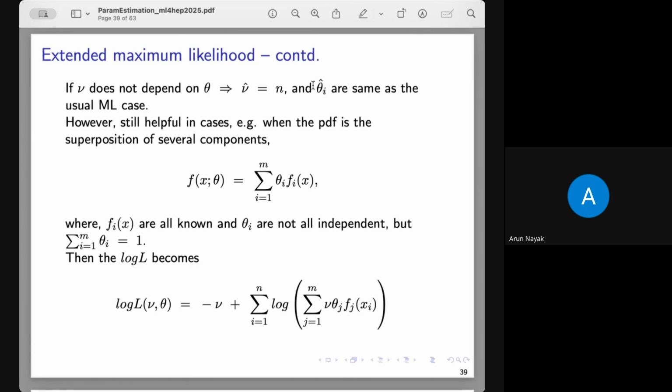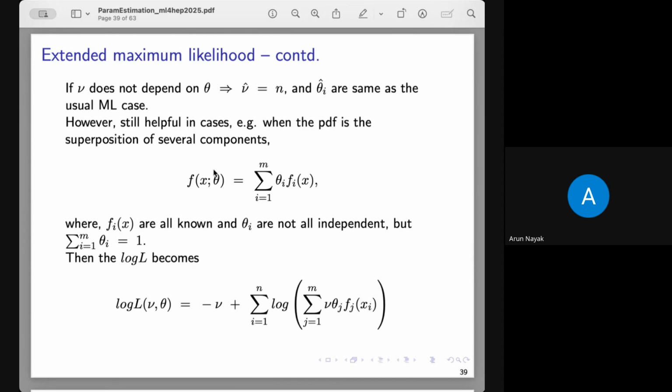Okay, however, this is still helpful in cases when, say, you have a PDF which is a combination of several components. For example, you can consider signal plus background PDF. So you have a signal PDF and another is background PDF, and you have a total observation of events. Or you have several components of the signal, say 2 components of the signal and background, that kind of cases.